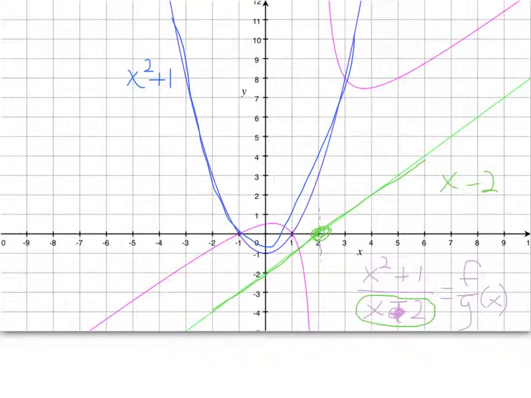X squared plus 1 is 0 on the top at 1, at negative 1, right? So if it's a 0 on the top, it's just 0. If it's a 0 on the bottom, that's a blow up. In this case, it's a vertical asymptote. It's got to be a hole or a blow up if there's a 0 on the bottom. Okay, so that gives the f over g of x. That was our first step.